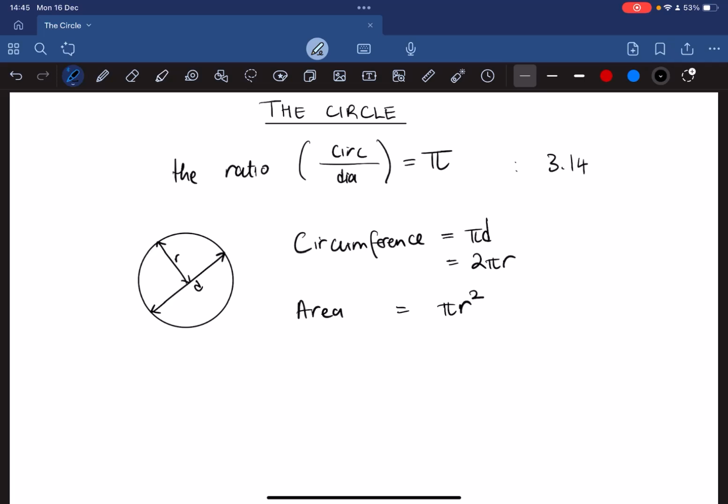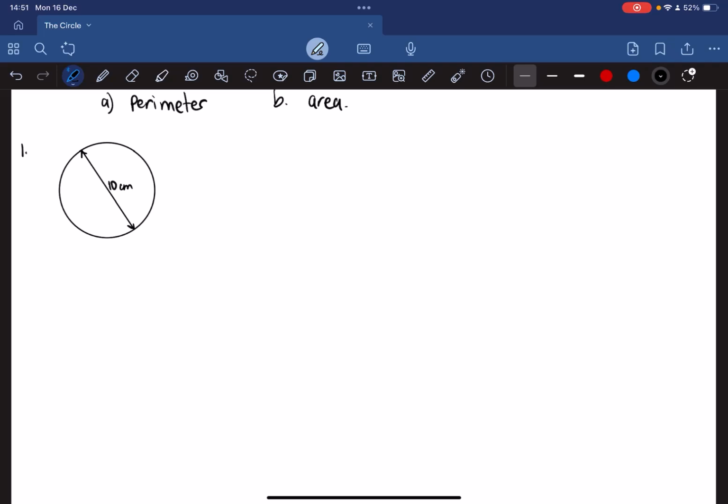So I'm going to start by giving you a few examples. These are the formulas that we'll be using throughout this video. For each question, we are going to find the perimeter, and part B will be finding the area. Number one, we are given this diagram right here. From this point to this point, that is the diameter. I'm going to start by finding the perimeter, which is the same as finding the circumference.